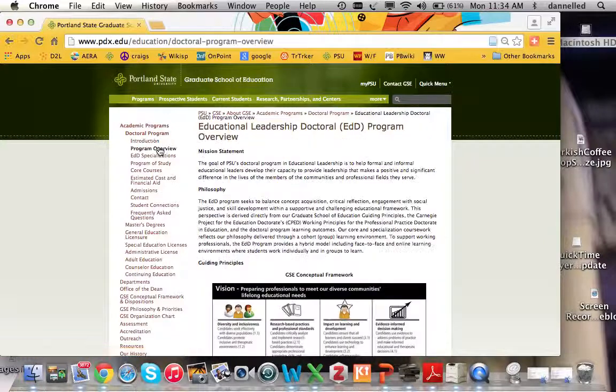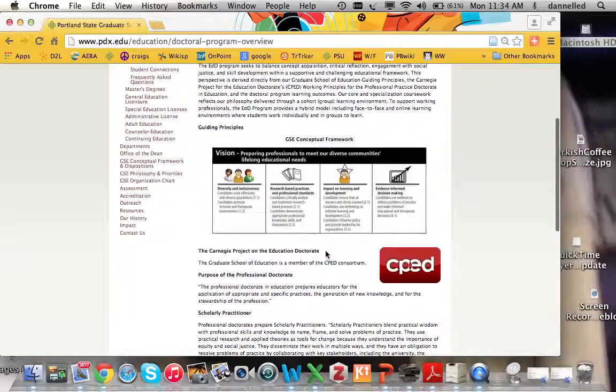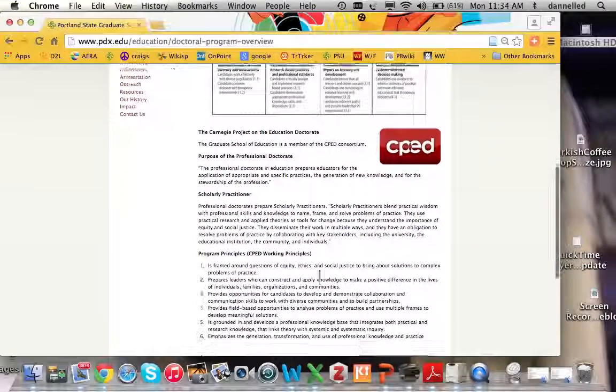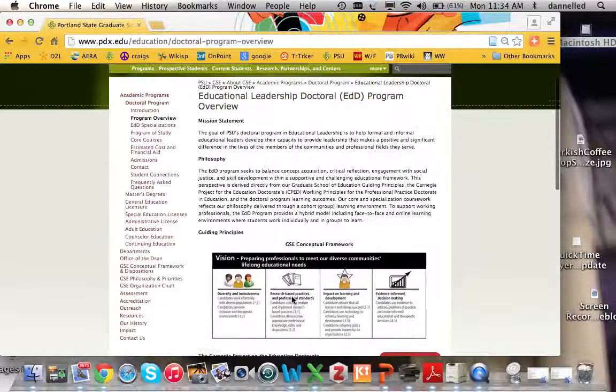The overview itself has the mission, the philosophy, and some of this I took and rewrote from work that Janine had and the committee had done in the past. And then we have the guiding principles of the Graduate School of Education, CPED, Education Doctorate, and the purpose of the doctorate, and then more that has come from CPED in terms of our program principles.